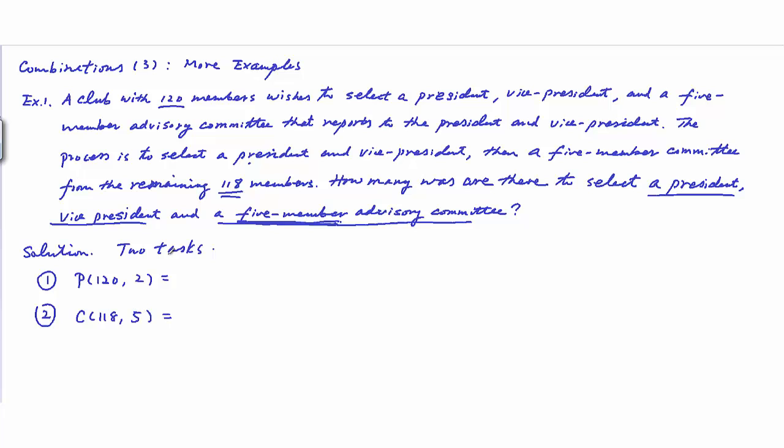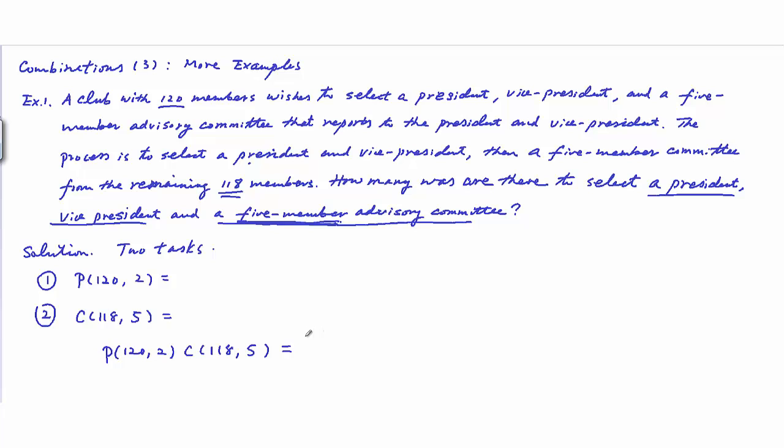So now we have 2 tasks in sequence. The first task we have this many ways to complete, and then the second task we have this many ways to complete. So the total will be permutation of 120 taken 2 at a time, times combination of 118 taken 5 at a time. So that will be the total. You can punch the calculator or break it down to do more calculation.